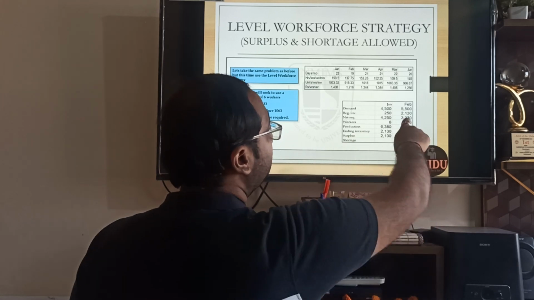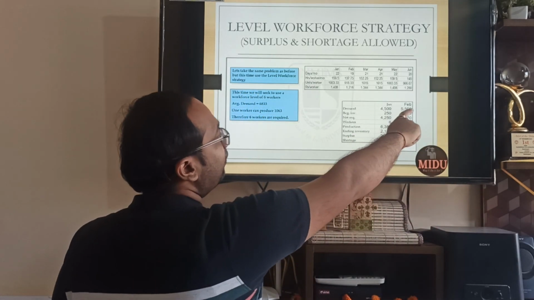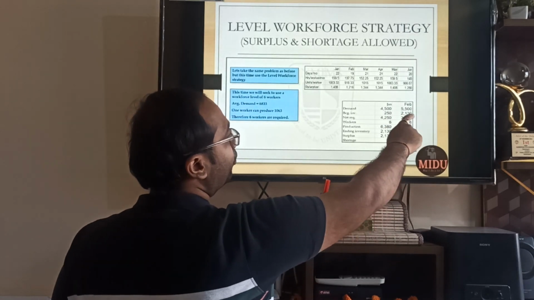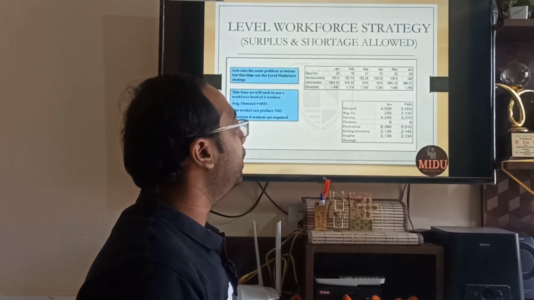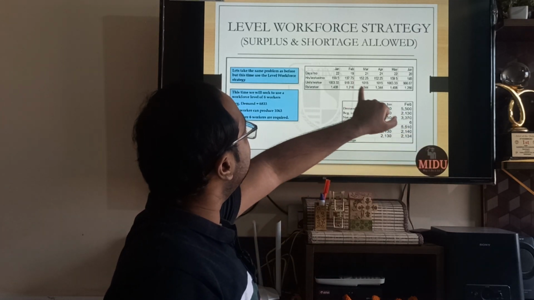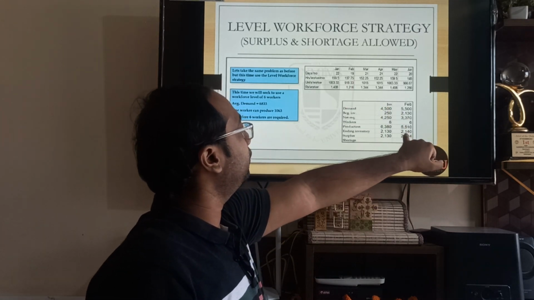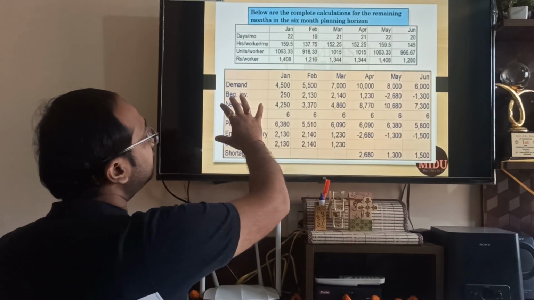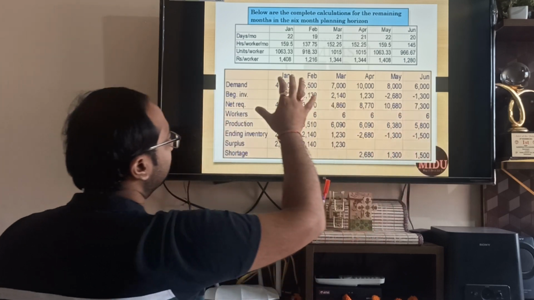Now in the next month, which is February, 5500 is the demand and 2130 is already there, so you find the net requirement, which is 3370. Then what can be the production? 6 workers, each worker with 918, can produce 5510. You find out the ending inventory. Similarly, we will build the table for the entire 6 months.